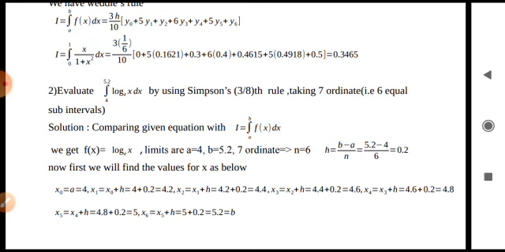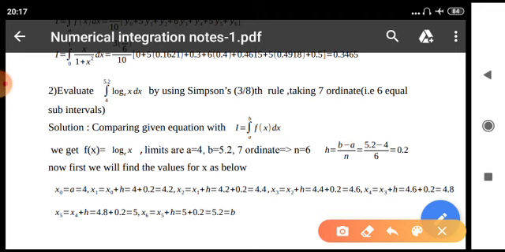Now the same procedure we have to follow. Compare the given equation with the integration from a to b of f of x dx. What we get is f of x equal to log x to the base e. Limits are lower limit a, which is 4, b is 5.2, and n is 6. 7 ordinates is given, which means n value is 6. Now we calculate the h value, which is (b minus a) by n. b is 5.2, a is 4, divided by 6, 1.2 by 6 is 0.2.